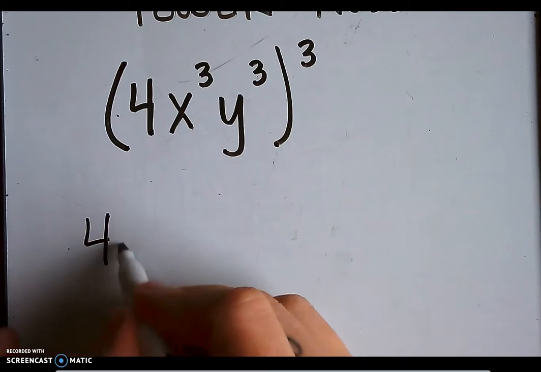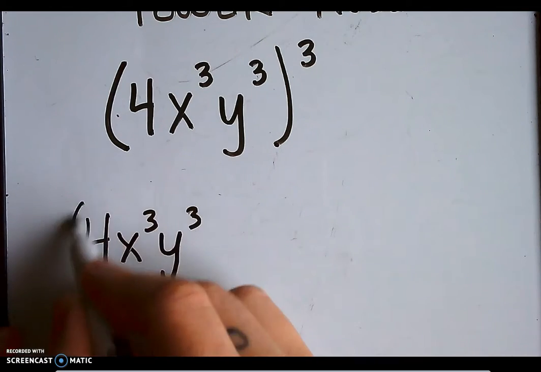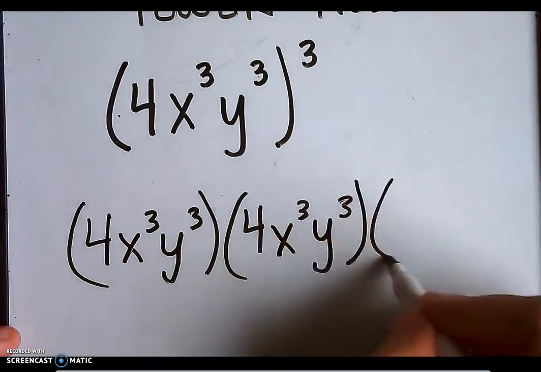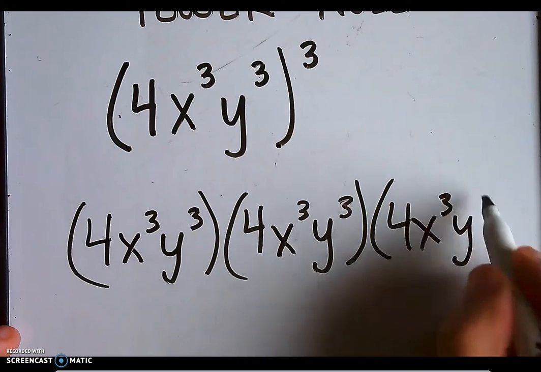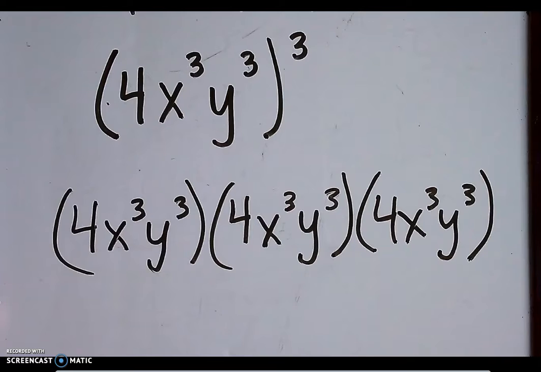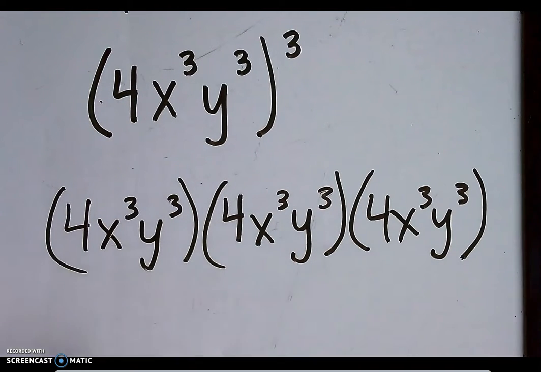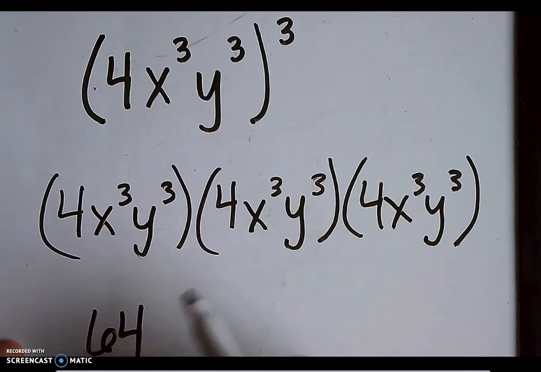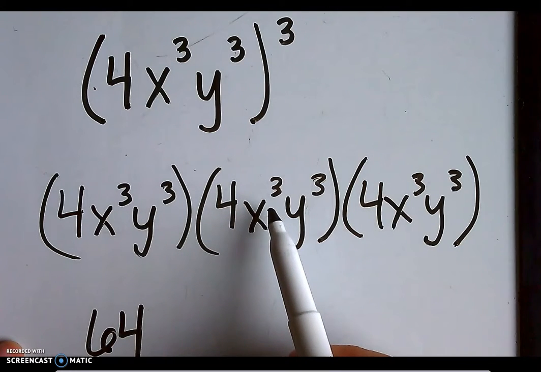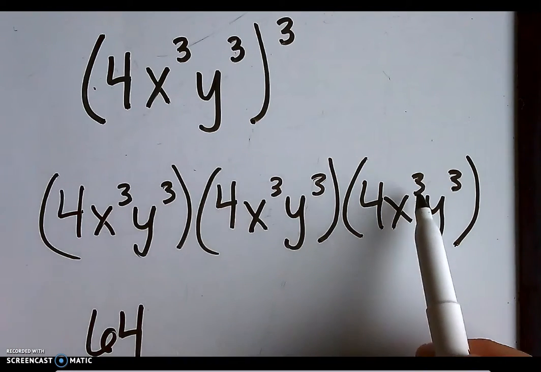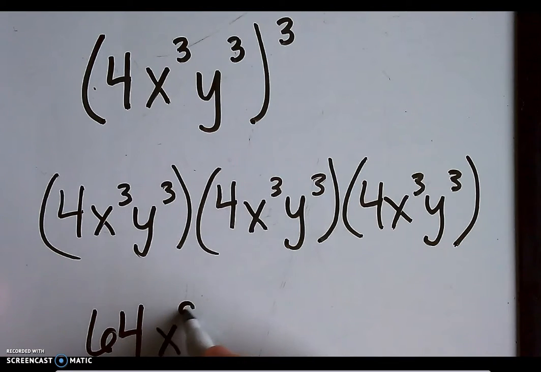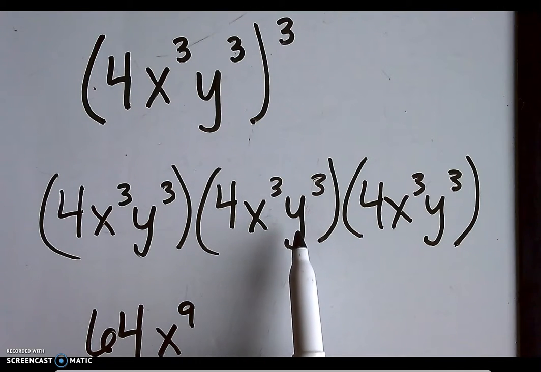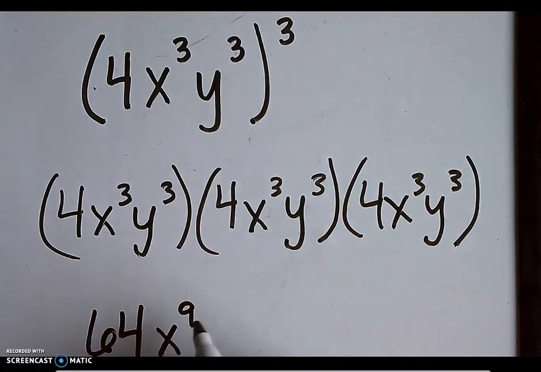So we've got 4x cubed y cubed times 4x cubed y cubed times 4x cubed y cubed. So when writing it out this way, I can go back in and solve by using the product rule and doing 4 times 4 times 4 to get my new coefficient of 64. And then x to the third times x to the third gives me x to the sixth, times x to the third again gives me x to the ninth. And then y to the third times y to the third gives me y to the sixth, times y to the third again gives me y to the ninth.